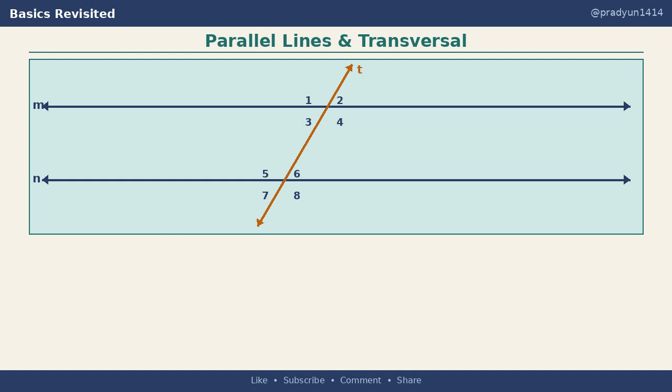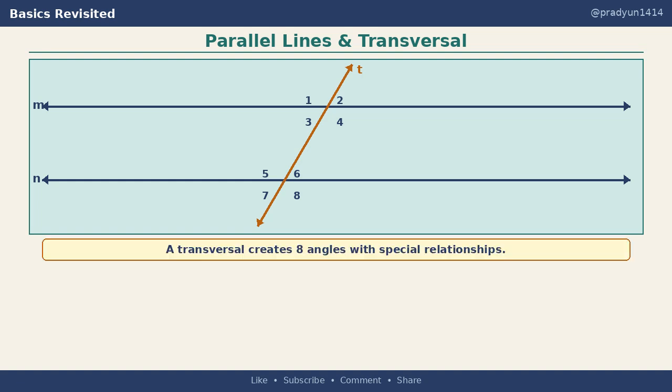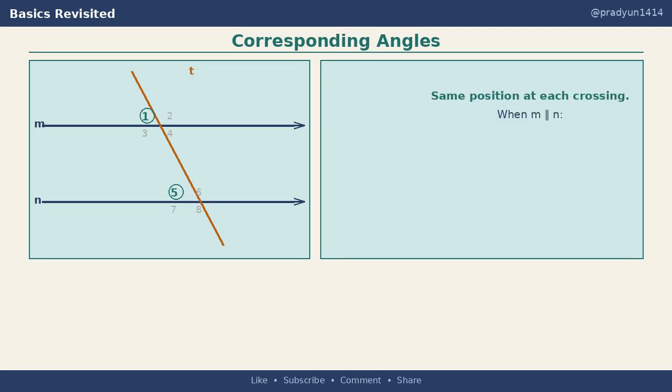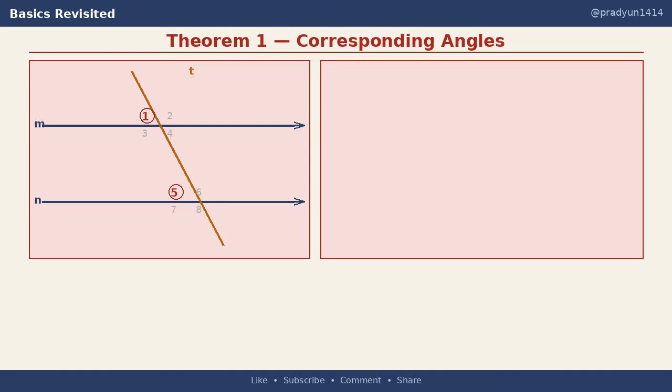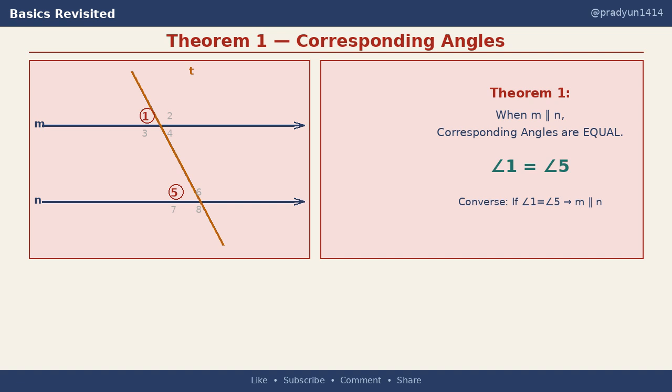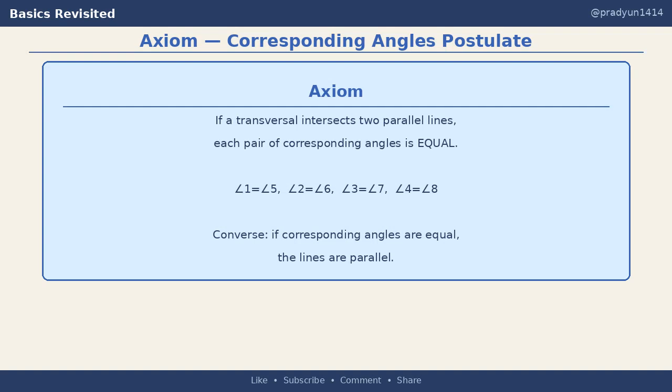A transversal is a line that crosses 2 parallel lines. It creates 8 angles with special relationships. Corresponding angles are at the same position at each crossing. When the lines are parallel, corresponding angles are equal. Theorem 1: when 2 parallel lines are cut by a transversal, corresponding angles are equal. Angle 1 equals angle 5. Conversely, if corresponding angles are equal, the lines are parallel. Axiom, corresponding angles postulate: if a transversal cuts 2 parallel lines, each pair of corresponding angles is equal. This is the foundation for all the rest.